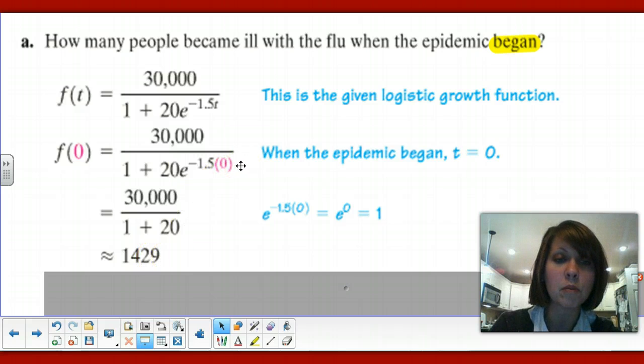If you don't, it's probably because your calculator does not know that you intended to have 1 plus 20e to the power in your denominator. What I want you to do is calculate the denominator, press enter, and then say 30,000 divided by my answer. Okay, this is what they've done. They've calculated the value of the denominator, and then they divided 30,000 by 21. All right, do not type this all in your calculator and press enter.